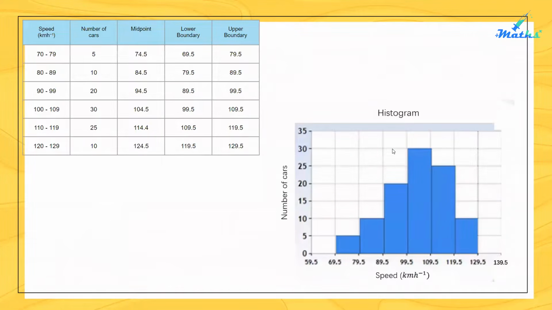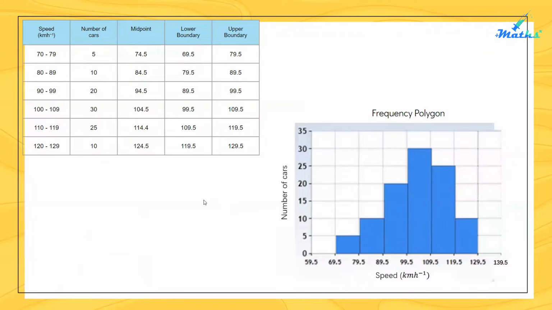Okay, this is the histogram for the equation. This is the vertical axis and this is the horizontal axis. Along the bottom is the speed, and we use the lower boundary to the right, and here is the number of cars. For 69.5 we get 5 cars. For 79.5 we get 10, 20, 30, 25 and 10.